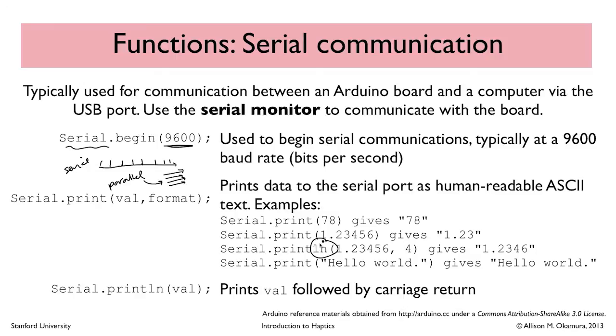If you do println instead of print, it also puts a carriage return at the end of the line. And this is useful if you're printing out data, because you'd like to see the data appearing like this on the serial monitor, and not all run together along a single line. You can also print a value, and actually this is the println example with the carriage return.